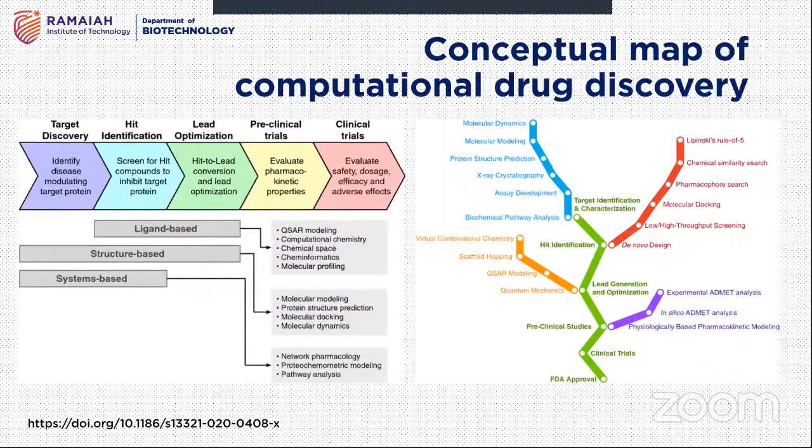Next is the conceptual map of computational drug discovery. Others will explain later in the coming talks that this is the flow of computational drug discovery, or any drug discovery process. First, target identification. The question is, where do I find the target? What is my target? Which one should I use as a target?